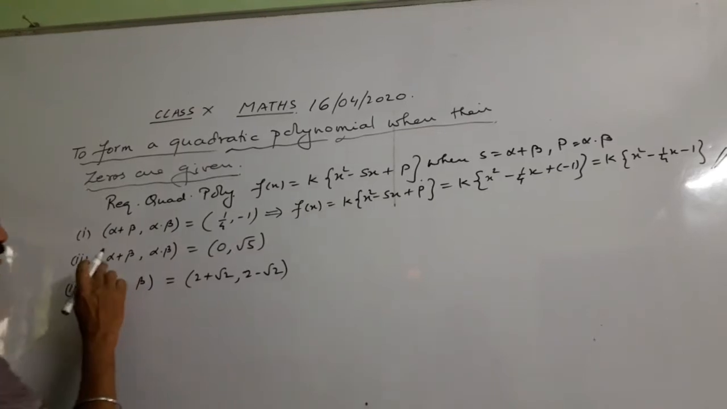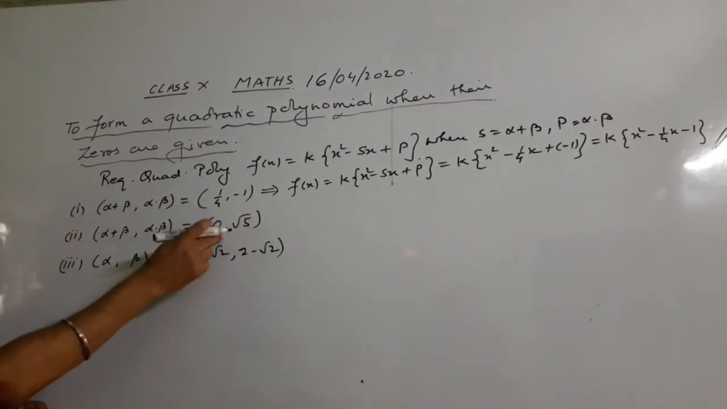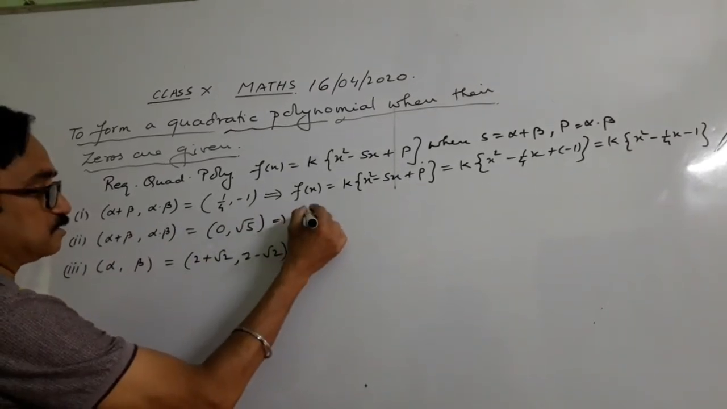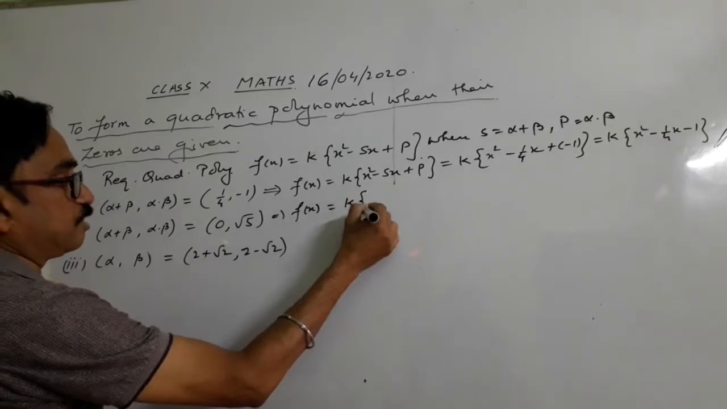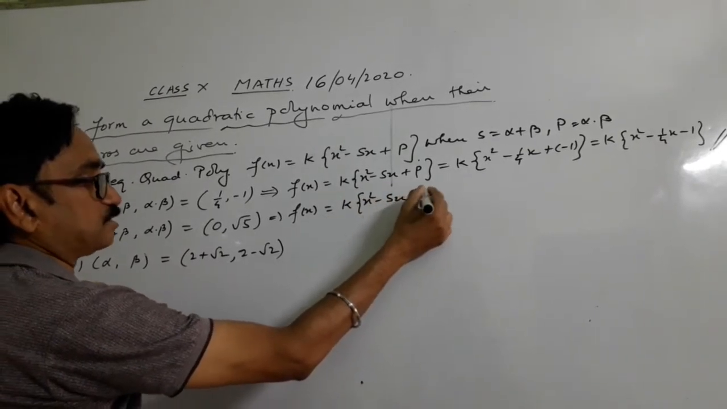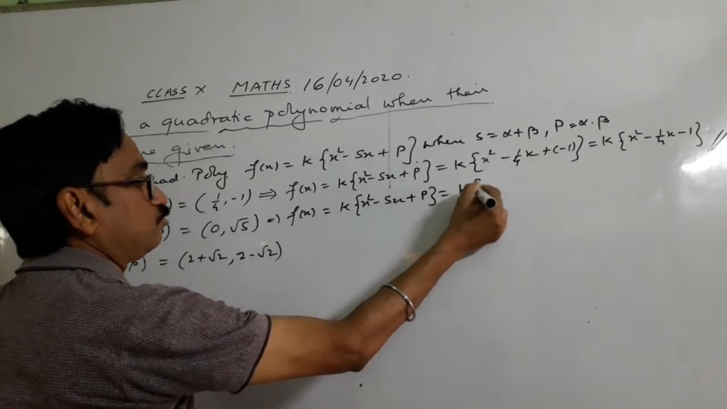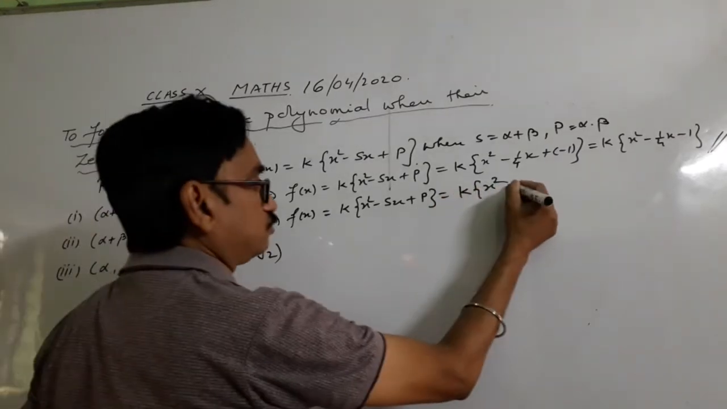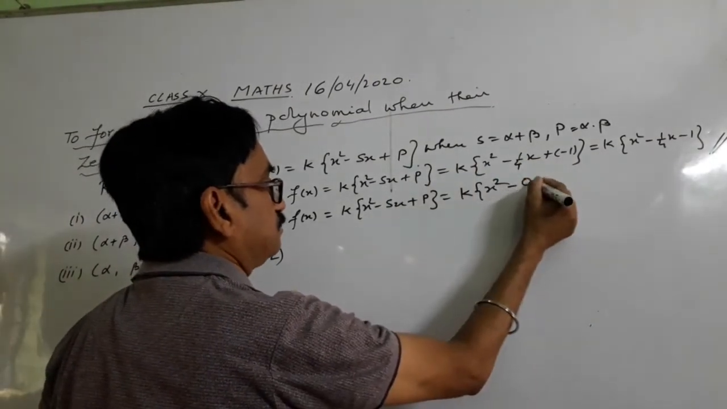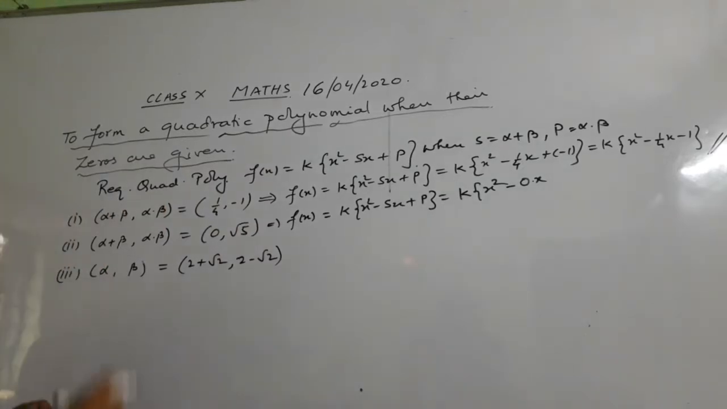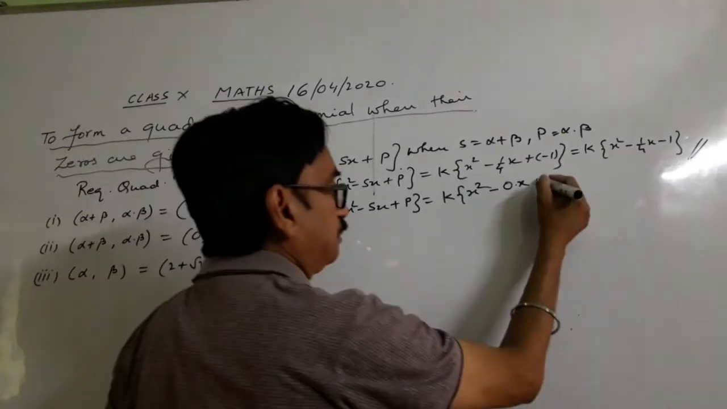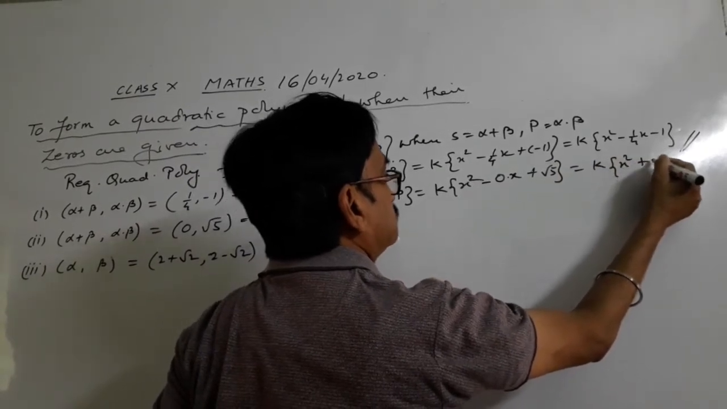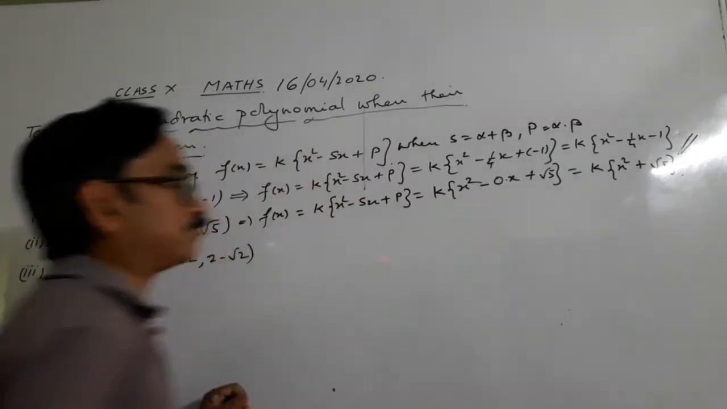Now the second question, again the same type of question: alpha plus beta, the sum, is 0 and the product alpha into beta is root 5. So again the same formula, f of x equals k into x square minus sx plus p. As the sum alpha plus beta is given as 0, in place of s we place 0 into x, and alpha into beta is given as root 5, so plus root 5, which becomes k into x square plus root 5. That is our required quadratic polynomial.